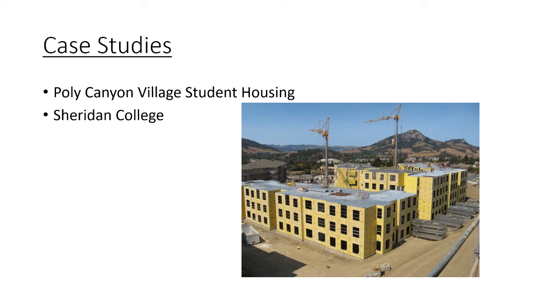Now we will look at two case studies. One is on the west coast, the Poly Canyon Village student housing in California. The second one is up near Toronto, and it's the Sheridan College.